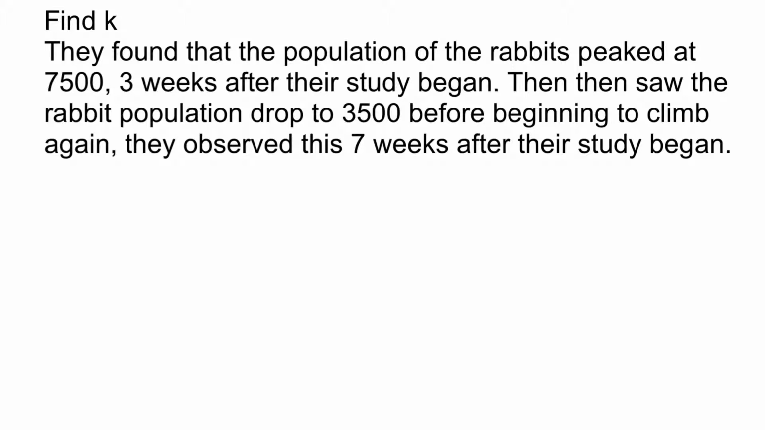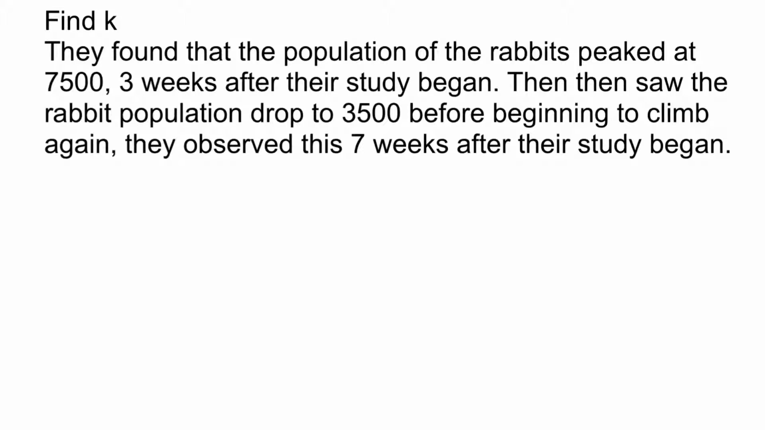Our maximum occurred at 3 weeks. Our minimum occurred at 7 weeks. The time between those two is 4 weeks. So, what is 4 weeks? What does that mean? Is it the period? It's half the period. So the time between our maximum and our minimum is half of the period.